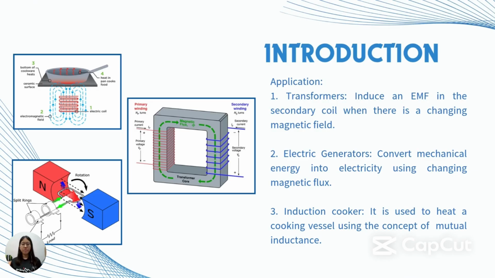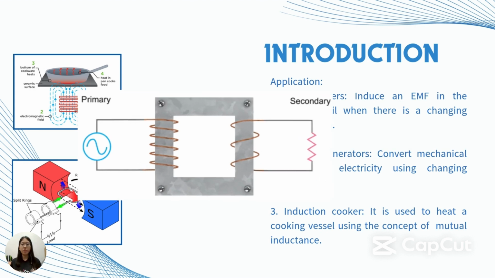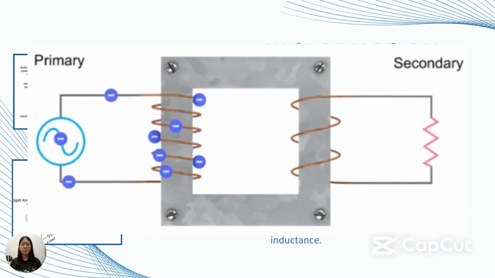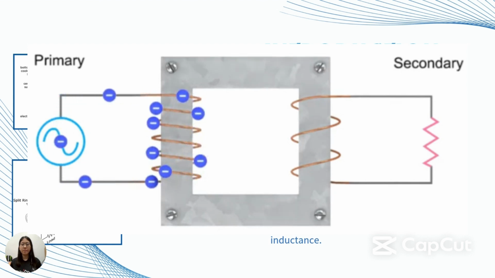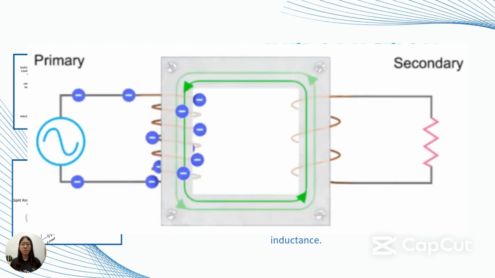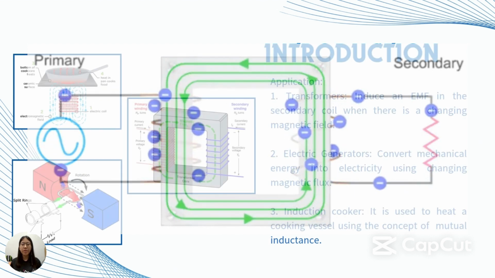In today's world, Faraday's law plays an important role in our life. For example, transformers. A transformer consists of two coils wound around a core. When alternating current flows through the primary coil, it produces a time-varying magnetic field within the core, and this changing magnetic field induces an EMF in the secondary coil.